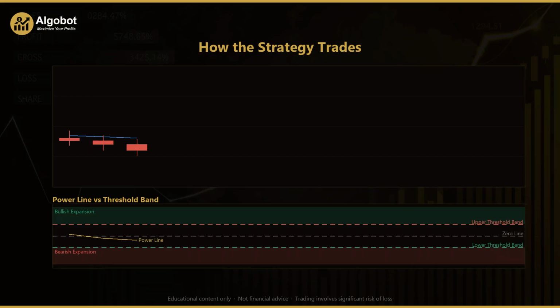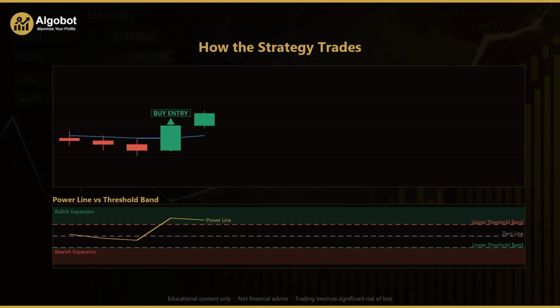Remember, this power line is momentum acceleration, and it only reaches into the colored expansion zones when price is genuinely pushing. Look at the first three candles. Price is drifting sideways and slightly lower, hugging the baseline. Down in the subpanel, the power line is limp, hovering near the zero line and even dipping slightly negative. There's no expansion here, just noise, and the strategy stays patient.